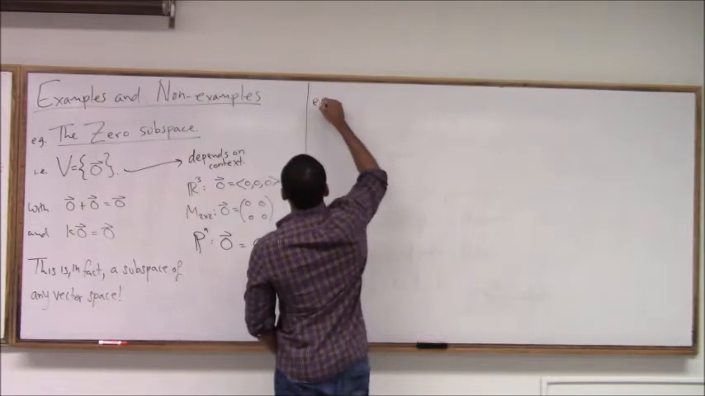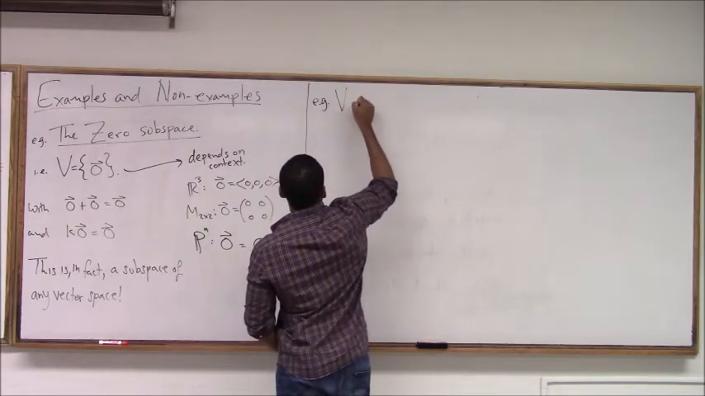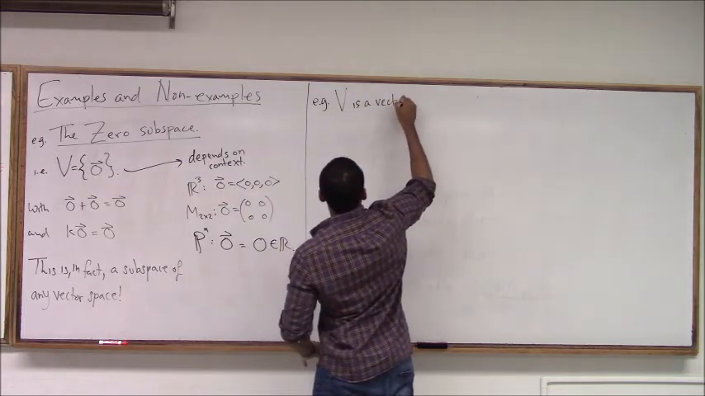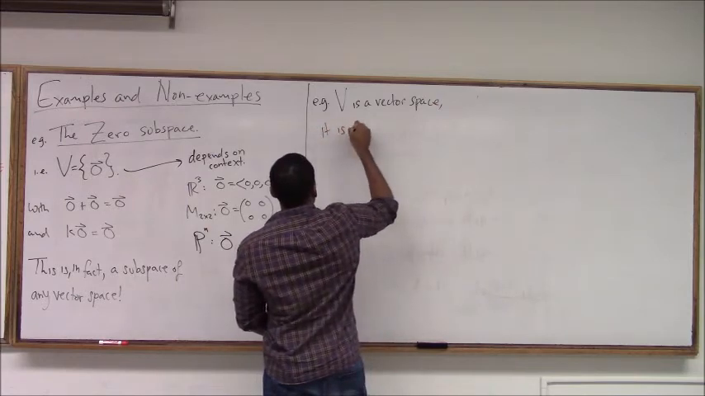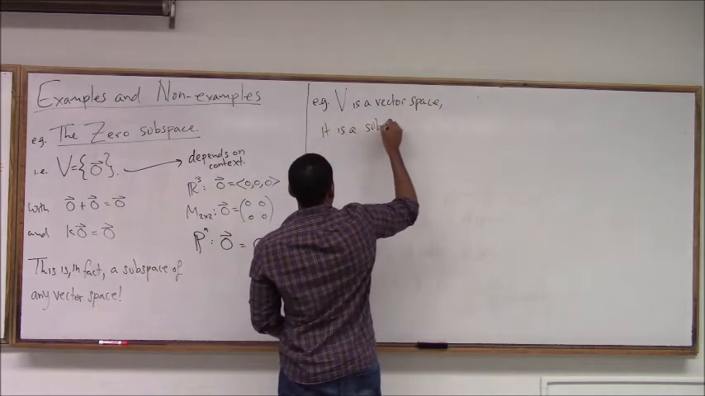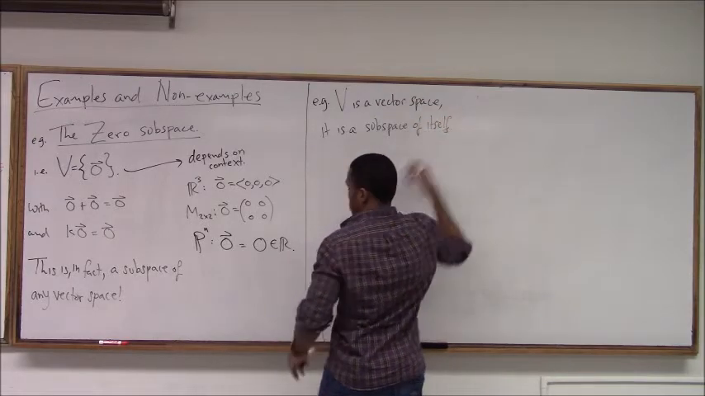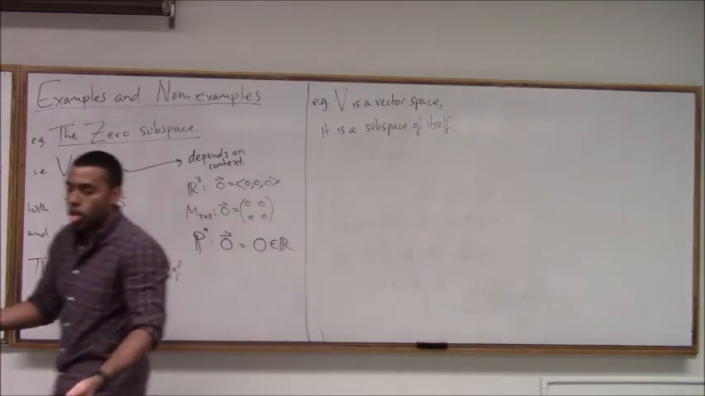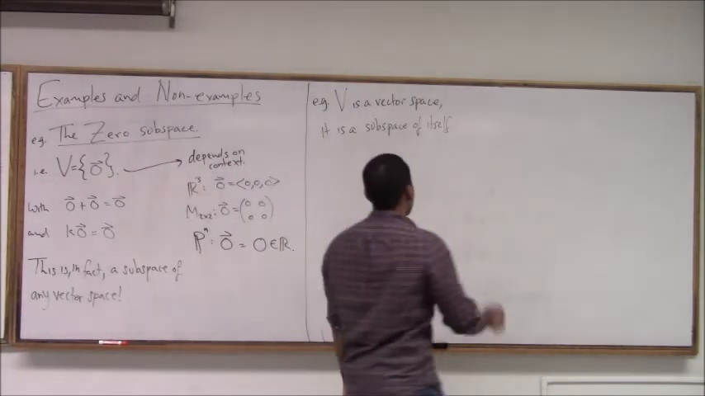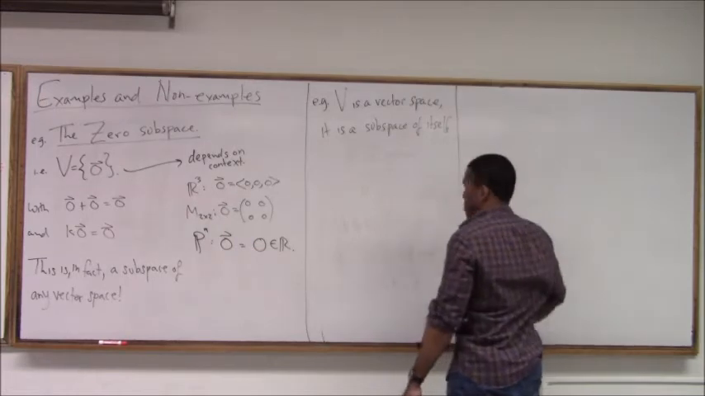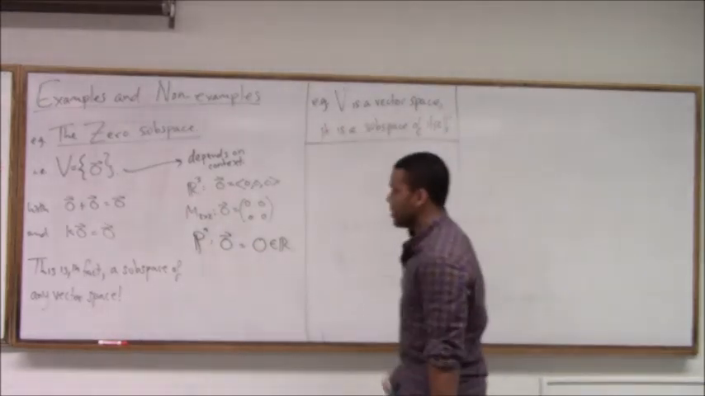By the way, this is just something we can say in passing. If V is a vector space, it is a subspace of itself. It's kind of one of those weird things. Every set is a subset of itself. So that's automatic. Often not useful, but it's mathematically speaking true to say that.